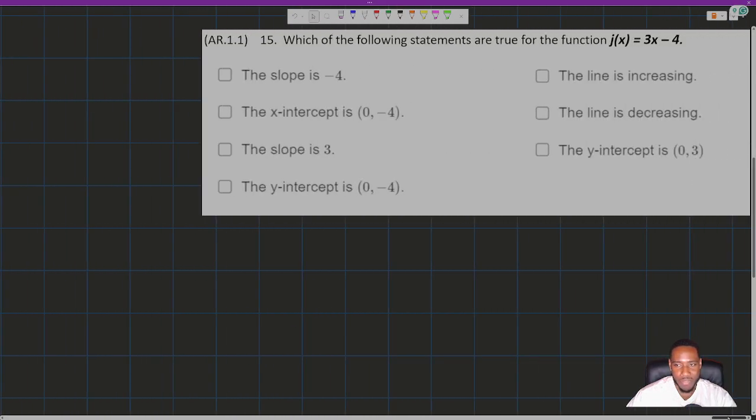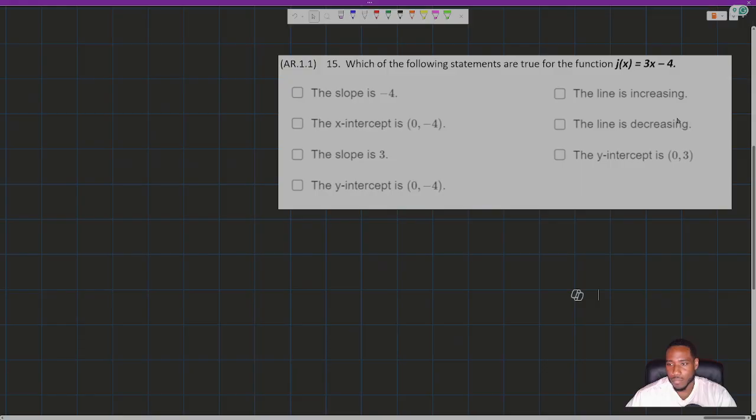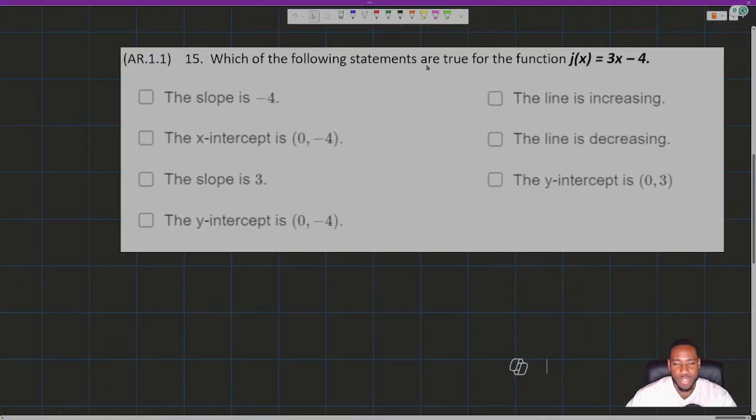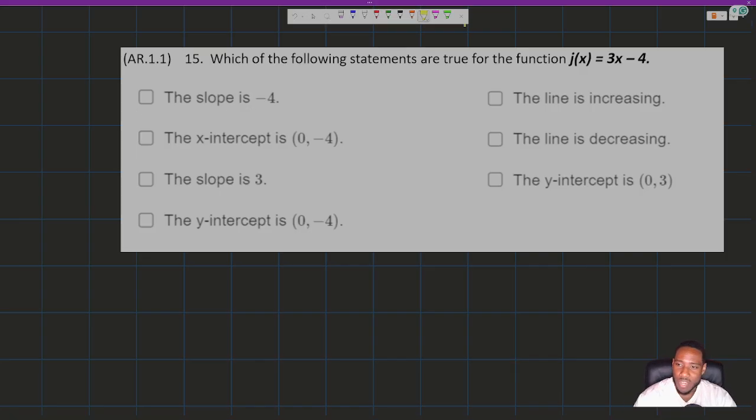This last one here, number 15. They say, which of the following statements are true about the function j of x equals 3x minus 4? So I'll read the statements real quick, and then we'll see if we can shortcut any of them. It says the slope is negative 4. Now, if we pay attention to the equation we're given here, we'll see that it is in its slope-intercept form, which will tell us the slope for this is this number right here. And the y-intercept is this number right here. And so if we're looking at the slope, we see that it is 3. It's not negative 4, so we can eliminate that answer choice.